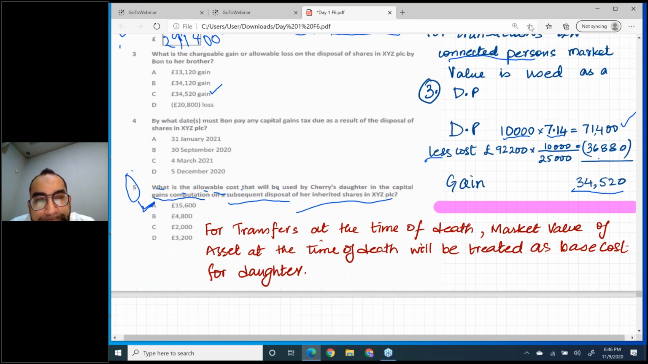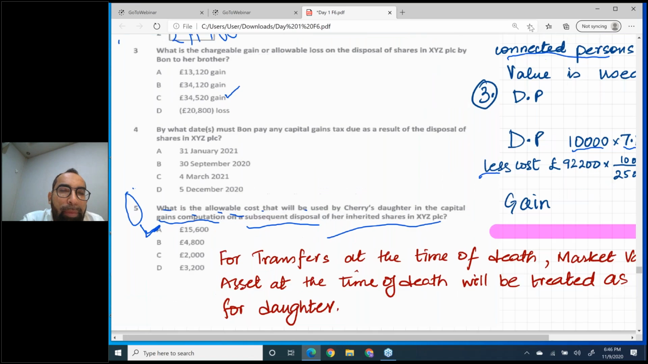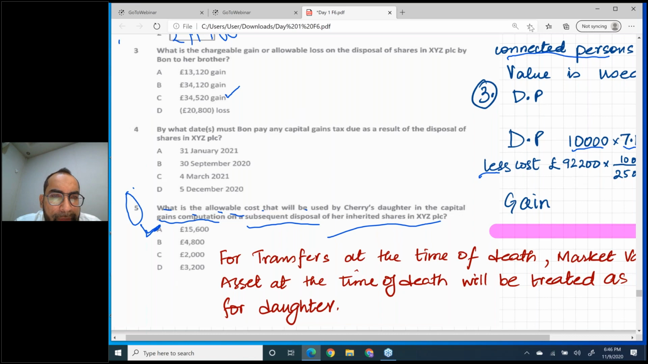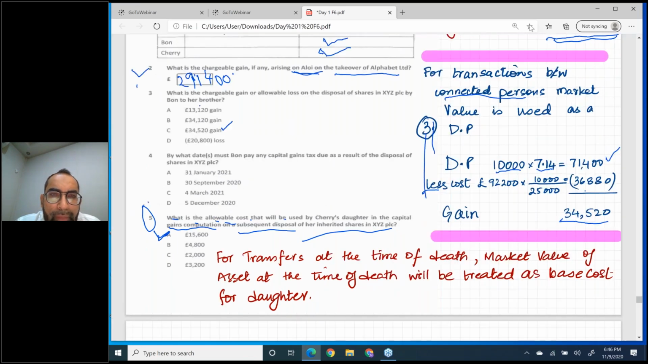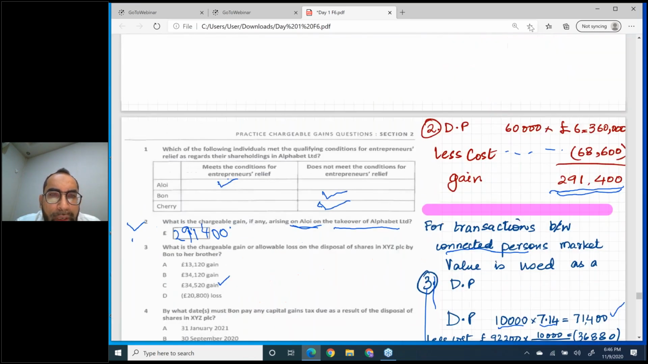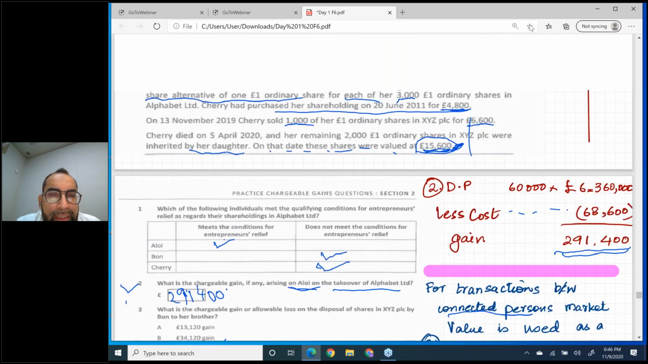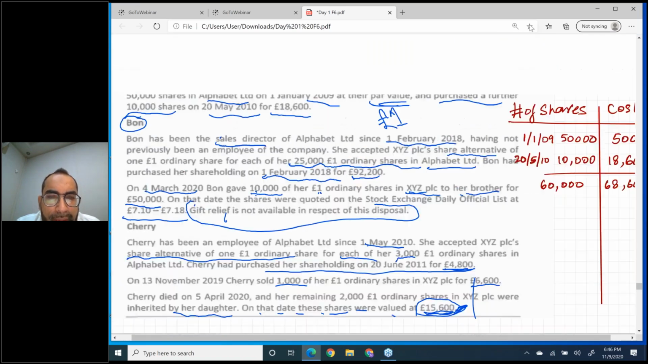Now, there is only one requirement left, that is question number 4. Read the requirement: by which date must Bond pay the capital gains tax due on the disposal of shares? Wait, Bond sold at which date? If the shares were disposed of in 1920, then definitely the due date is the same as the last question.